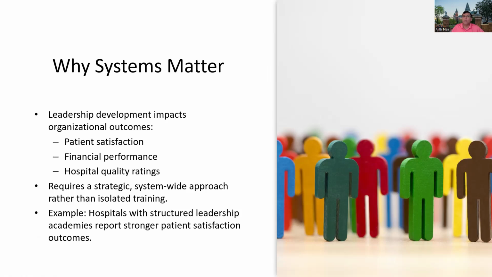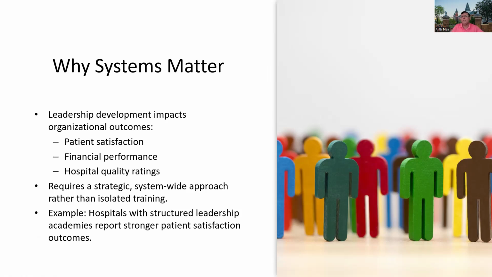This hospital reported patient satisfaction, absolutely no change. Finances, no change. Turnovers are still high. Why? Only because the leadership development was treated as a one-off event, not as part of the fabric of the organization, not as part of the system of the organization, not as part of the culture of the organization.